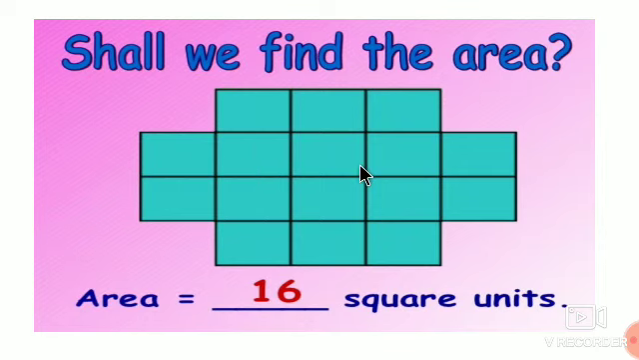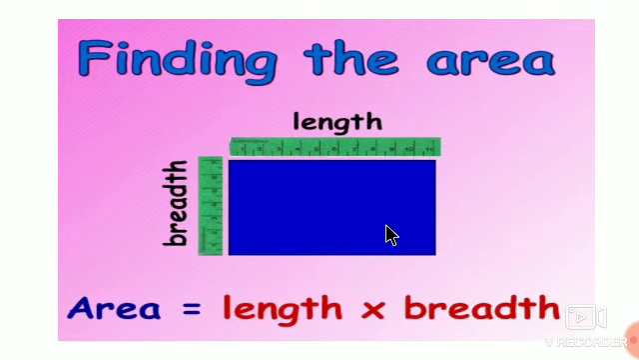Now this is the irregular shape. So we can find out the area of the irregular shape also. Divide this into the equal size squares and count the squares and write the area. Here 16 squares are there. So area is 16 square units. Now let's find out the area by using the formula.